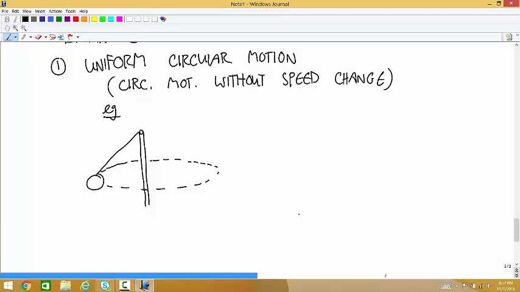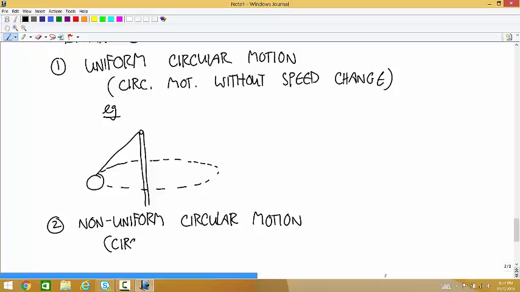And the second category is called non-uniform circular motion. That's circular motion with a speed change.